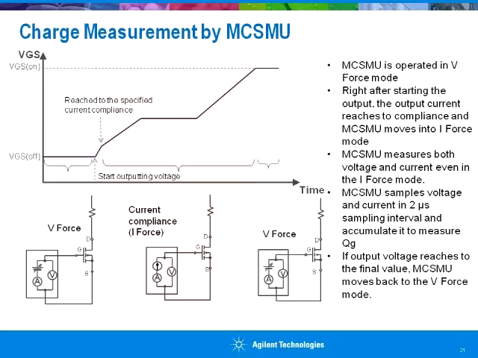So MCSMU only applies the specified voltage from the off state to the on state, and during the switching phase, it can measure gate charge. This multiple operating function of MCSMU allows us to measure gate charge from negative gate voltage to positive gate voltage.